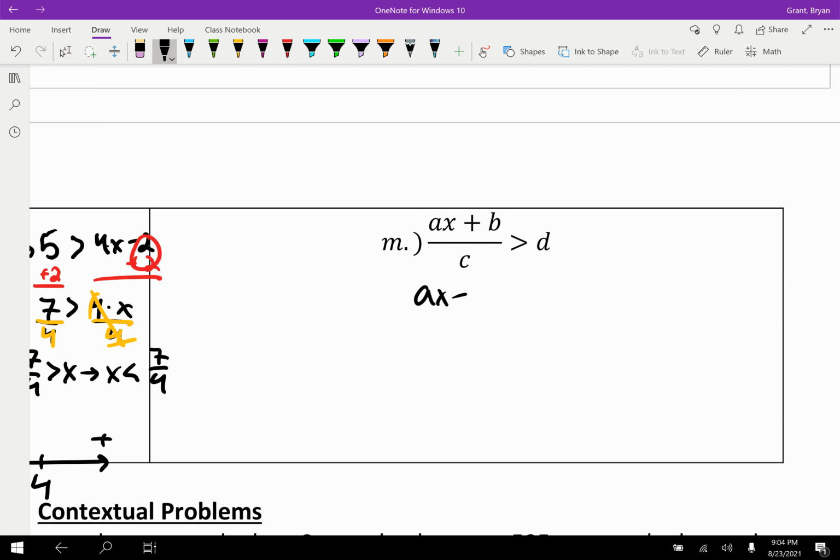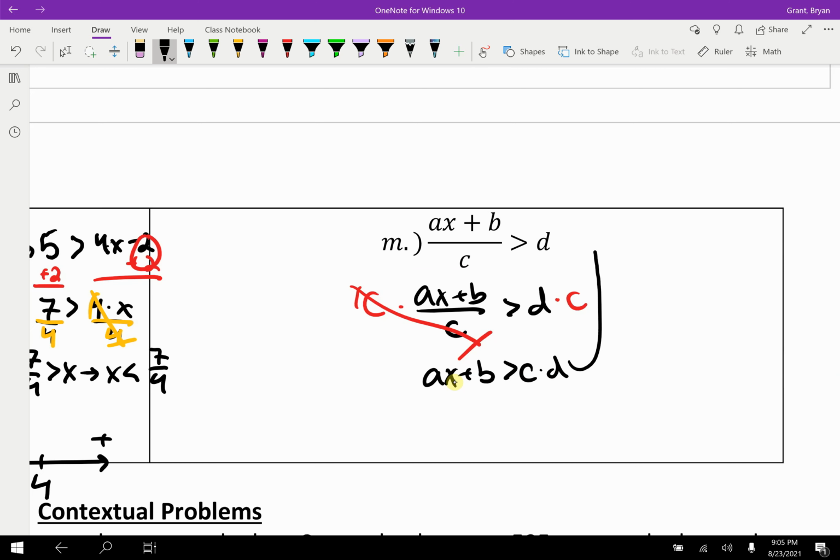So we have ax plus b, all of that divided by c is greater than d. First thing we'll need to do is multiply both sides by c. I think we should probably assume that c is a positive number. I bet they would have told us if it wasn't, because if it was a negative, we'd have to switch that sign. ax plus b is greater than, now you can write this as dc. I think typically they write these in alphabetical order, so they'd put the c first, but you don't have to.